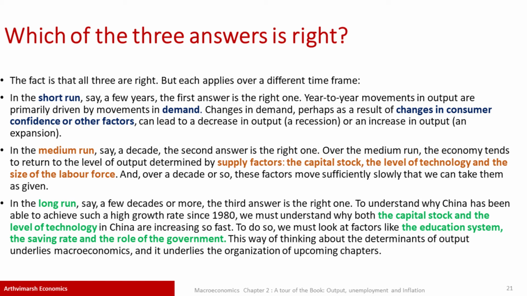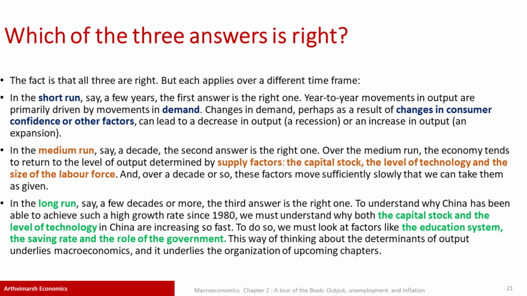In the long run, say a few decades or more, the third answer is the right one. To understand why China has been able to sustain high growth rates since the 1980s, we must understand why both the capital stock and the level of technology in China are increasing so fast. To do so, we must look at factors like the savings rate, the education system, and the role of the government in that particular country. This way of thinking about the determinants of output underlies macroeconomics, and it underlies the organization of the upcoming chapters which we are going to discuss.